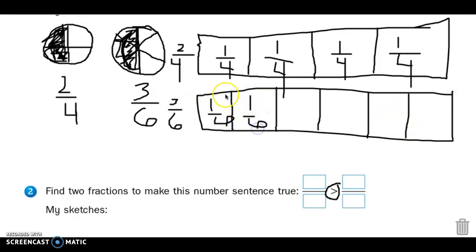1/6, because this is 1 part out of 1, 2, 3, 4, 5, 6. So each represents 1 part out of 6 whole parts that are equal. 1/6. Ooh, that was a pretty good fraction right there. 1/6. There we go. Great.